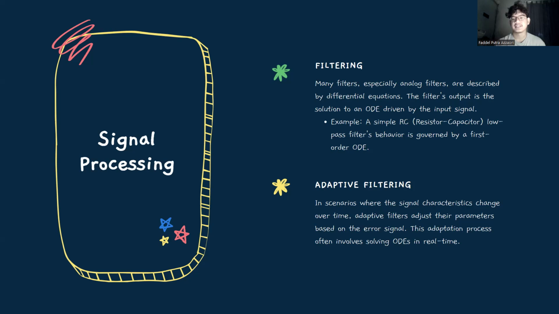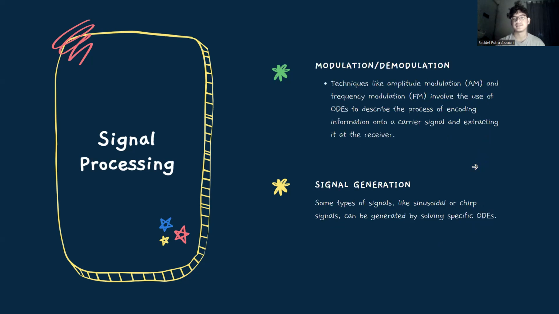Adaptive filtering is used where the signal characteristics change over time. Adaptive filters adjust their parameters based on the error signal. This adaptation process often involves solving ODEs in real time.